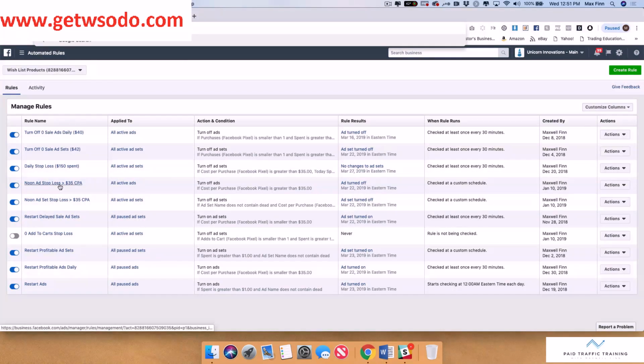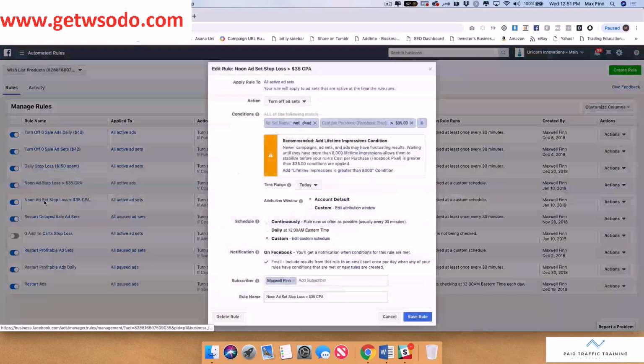So we had rules for our ads and rules for our ad sets. So at noon, we had a rule that, hey, at noon, check all the ad sets, and any ad set that has a cost per purchase over $35, turn it off, right? And you can set up a custom schedule, which you need to do down here. So you need to make sure that you're at the ad set level, that it's cost per purchase greater than $35. Don't just do cost per result, do cost per purchase.